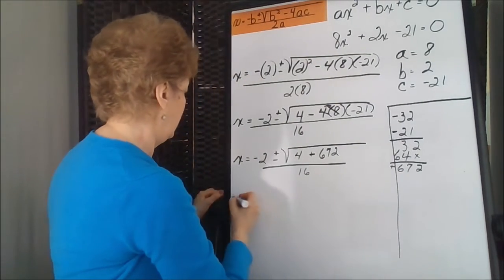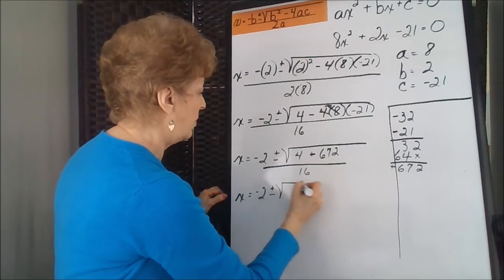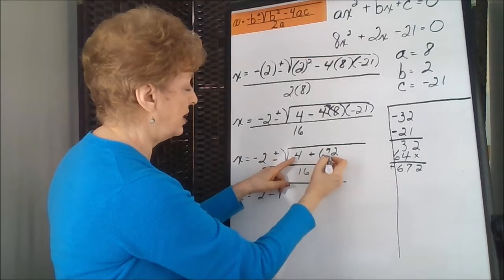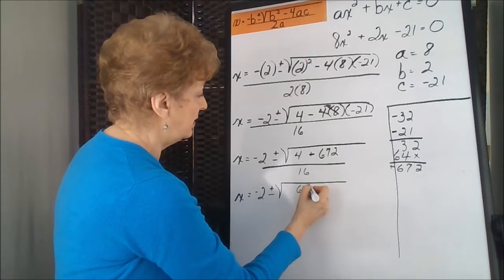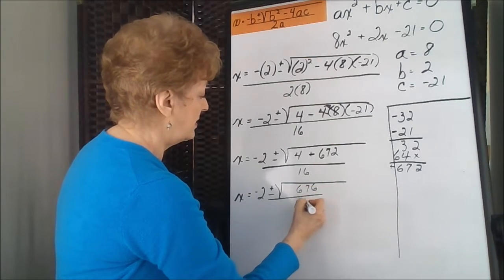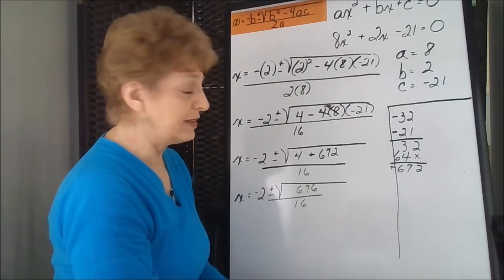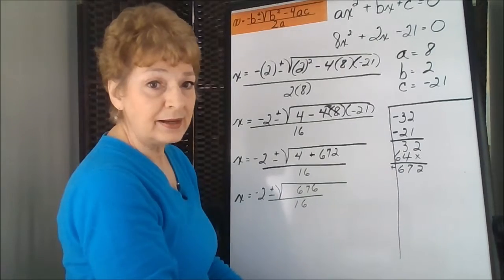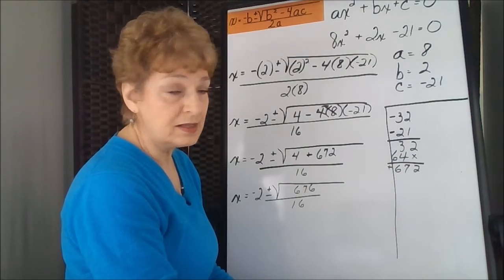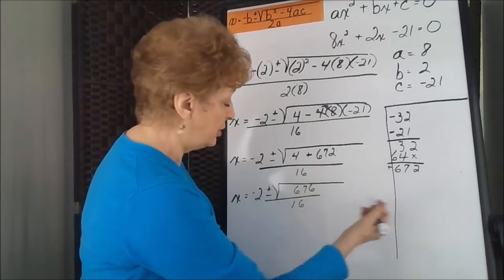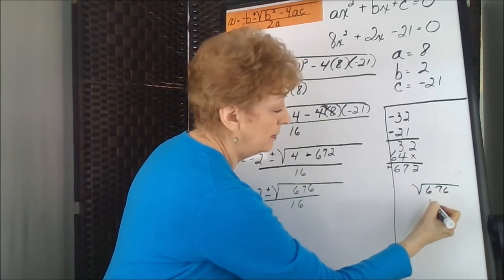Next step. x is equal to a negative 2 plus or minus the square root of, we can now put this part together. 4 plus 672 is 676, divided by 16. I don't know what the square root of 676 is offhand, so I'll go back to my side calculation. You could use your calculator for this. You can also use a table, but I'll show you how it works. We're going to take the square root of 676.